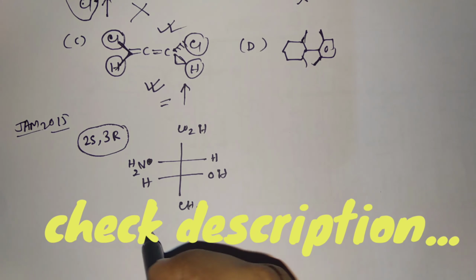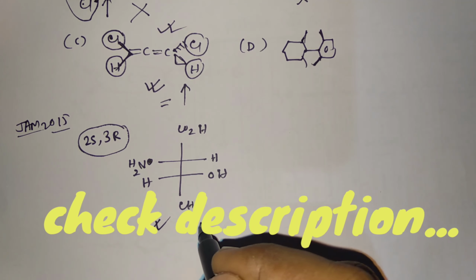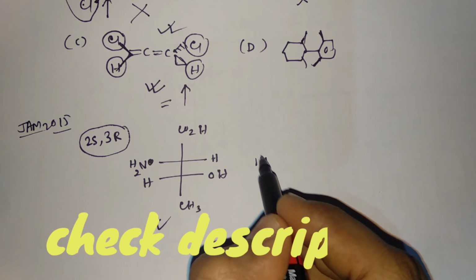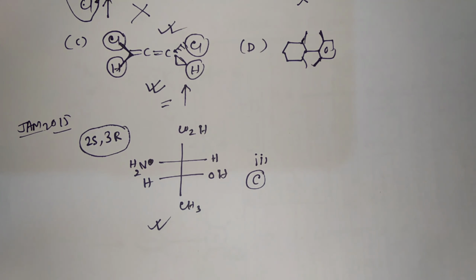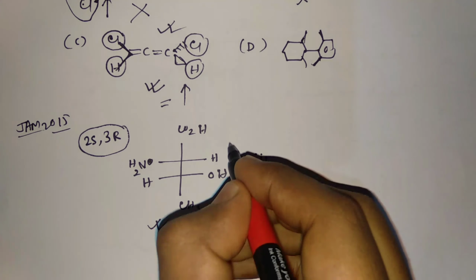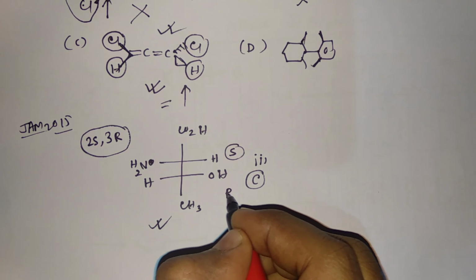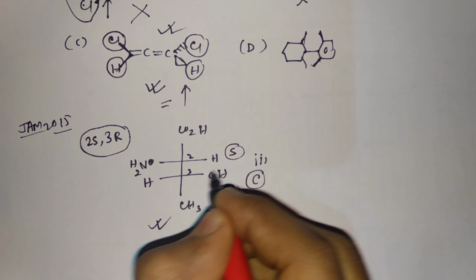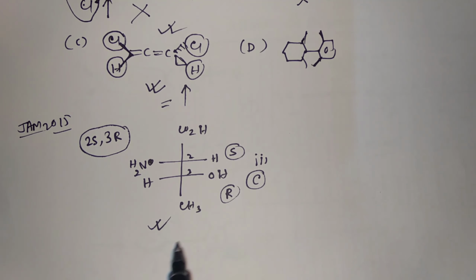So the final answer will be this, and the final option will be option C, right? So this will be S and this will be R. So this is 2, this is 3, 2S, 3R, right? So this will be the correct answer.